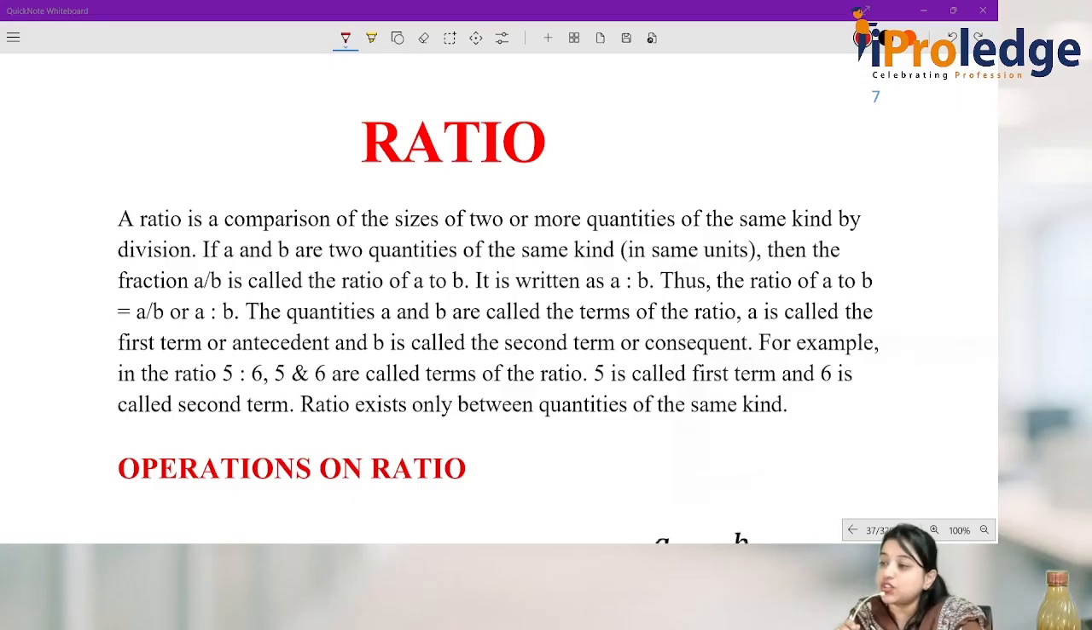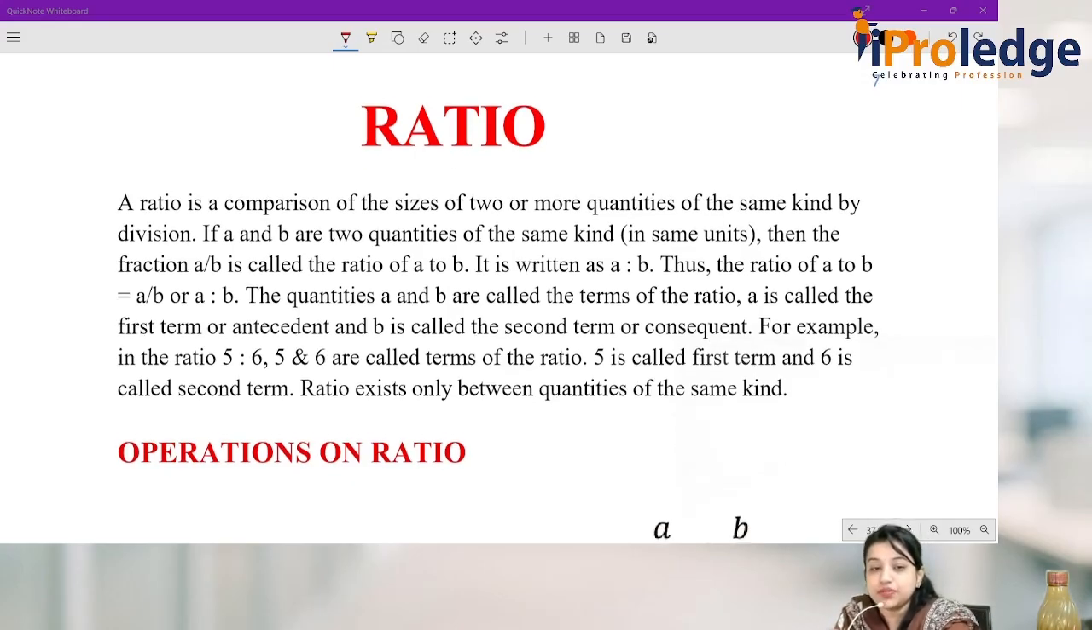Properties ಮತ್ತೆ laws ಗೊತ್ತಿದ್ರೆ questions easy ಆಗುತ್ತೆ. So if you don't know the properties and laws, questions will be tough. Okay now, so first is ratio.